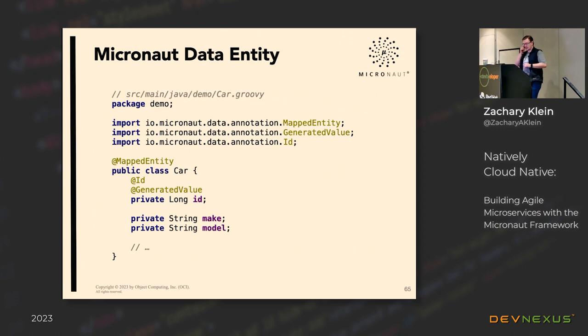Little comparison table there, we can skip that for now. This is what a Micronaut Data entity looks like. So it's just a POJO with some standard annotations, mapped entity, we have a generated ID there.